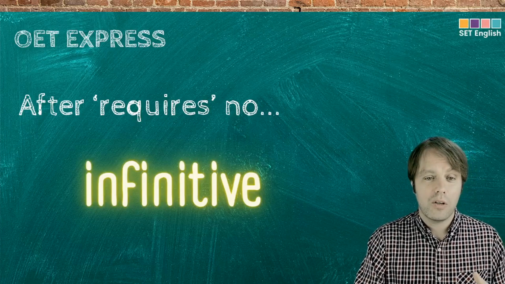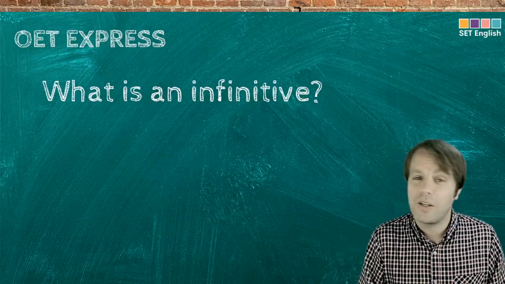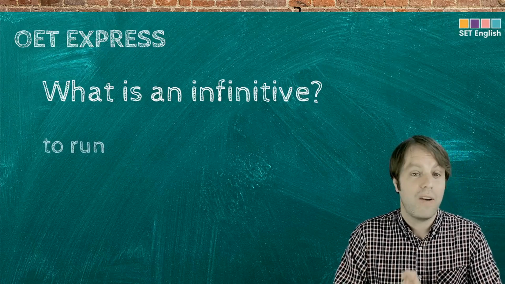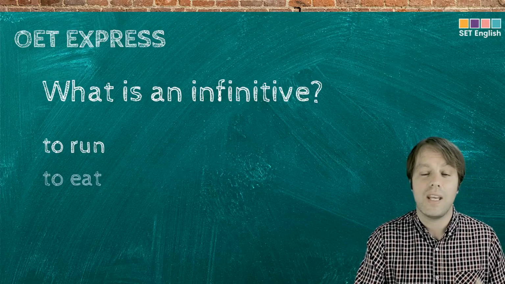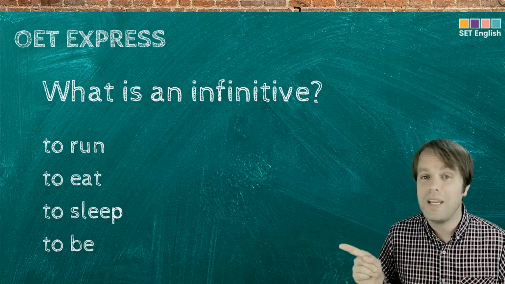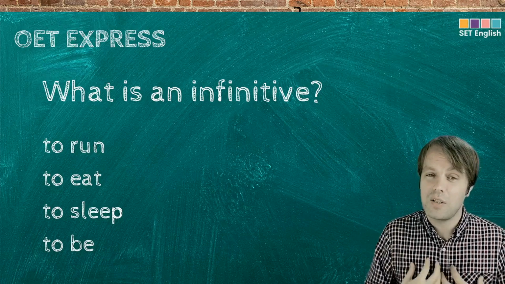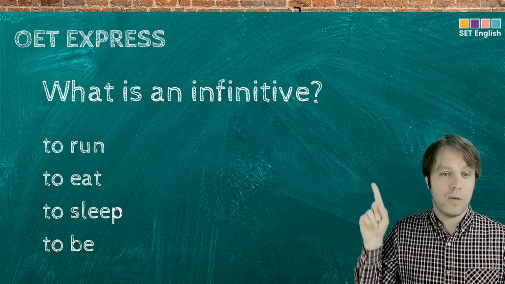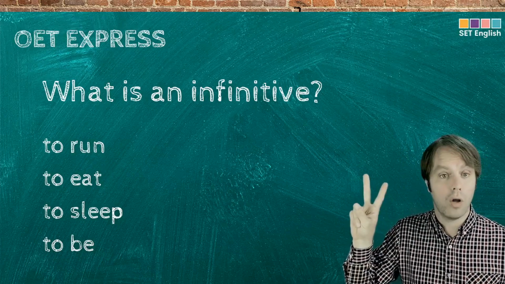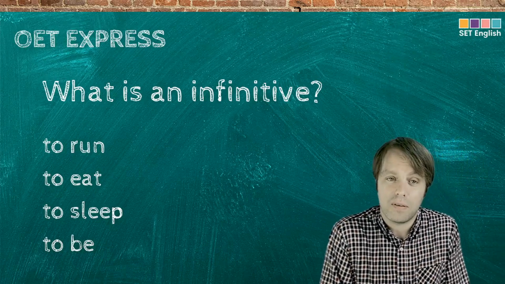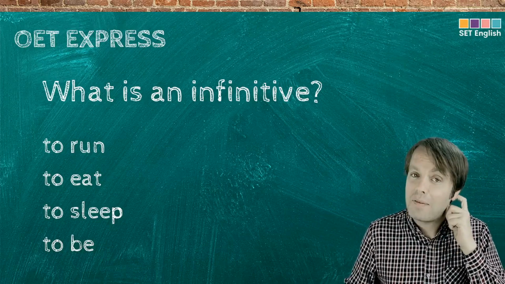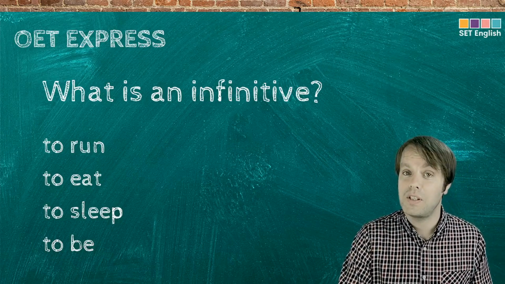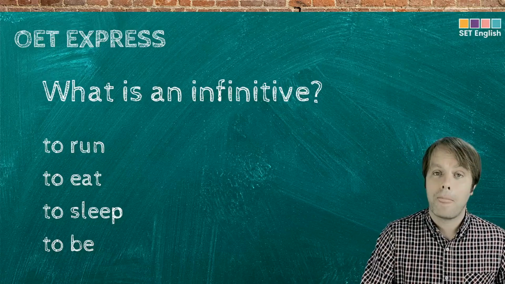Grammar terms can be a bit annoying, so what is an infinitive? Maybe you're not 100% sure. It's very simple. To run is an infinitive. To eat, to sleep, to be. These are infinitives. This is actually what we call the full infinitive. Full, F-U-L-L, meaning you've got two words here. To run, there's two words. That's the full infinitive. So no full infinitive after requires. This is the rule. It's very simple really. If you're understanding me so far, that's really it.